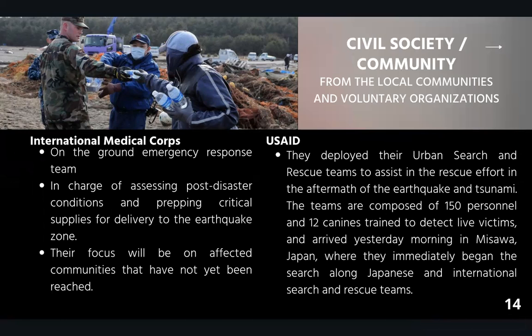Last for civil society is USAID, where they deployed their urban search and rescue teams to assist in the rescue effort in the aftermath of the earthquake and tsunami. The teams are composed of 150 personnel and 12 canines that are trained to detect live victims. And they arrived in Misawa, Japan, where they began the search with both Japanese and international search and rescue teams.